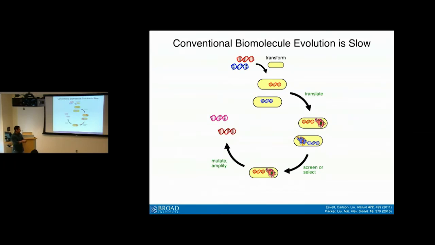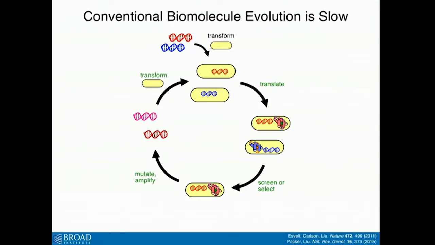Once this happens, we can then repurify this genetic information, mutagenize it to now introduce diversity onto that starting point, and reintroduce it into the cycle. And so this is the conventional directed evolution cycle. Each one of these is called a round.